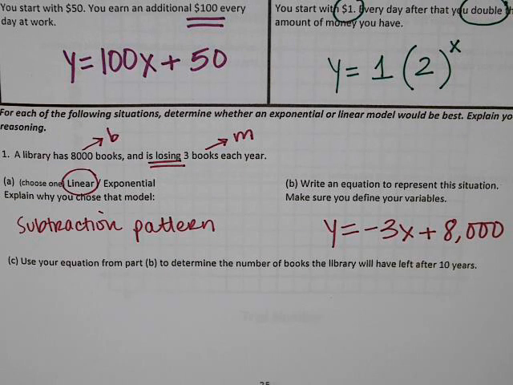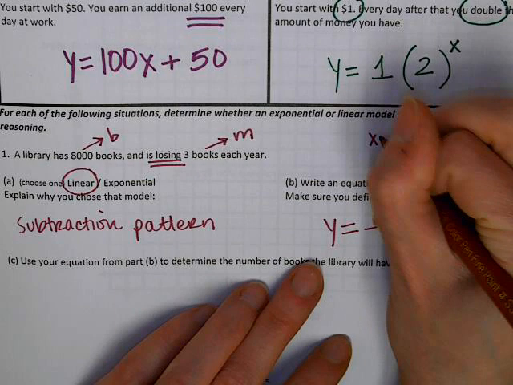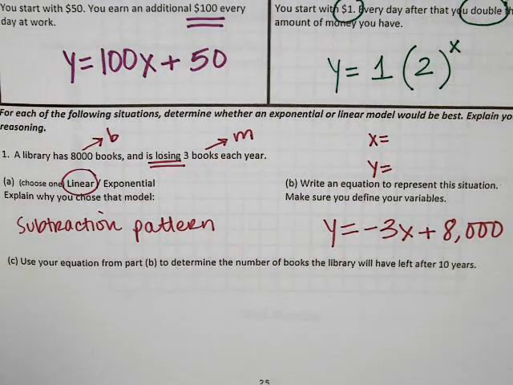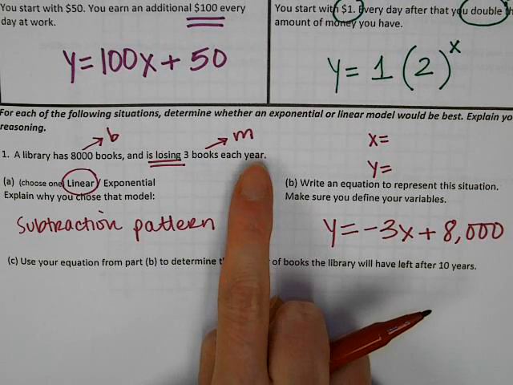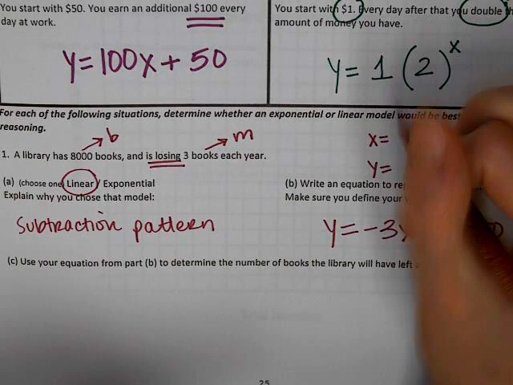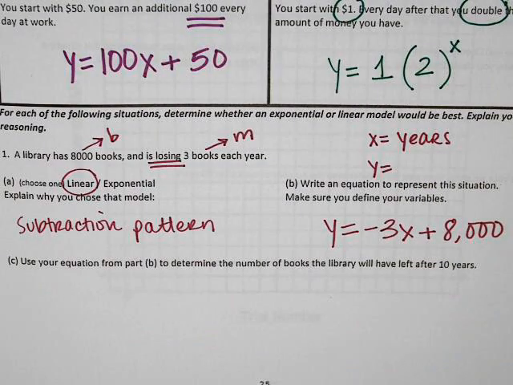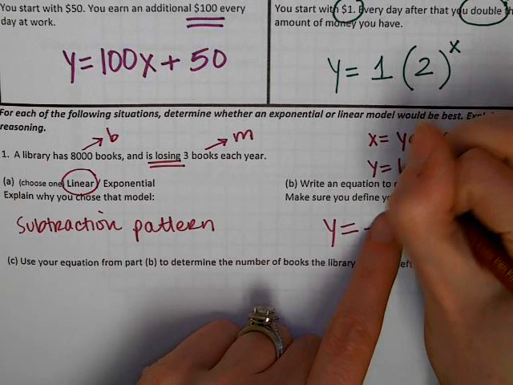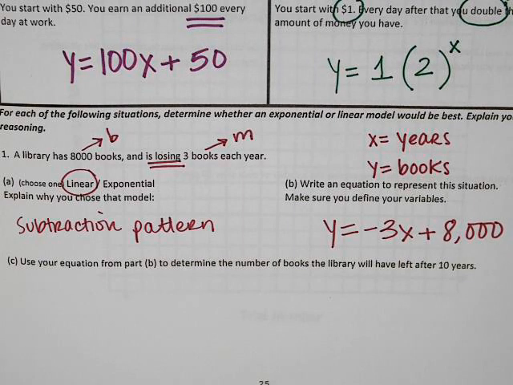And then we also need to define our variables. What do x and y stand for? So in this problem, x is each year. So X is years and Y is the books. So depending on what year, how many years have passed, that's how many books you have.